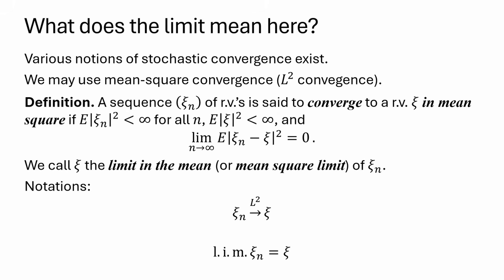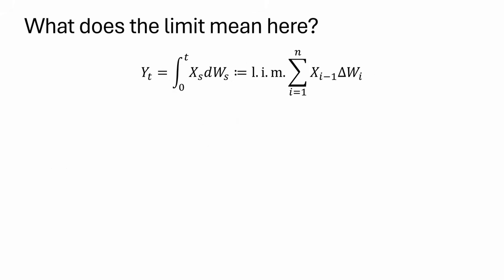And here are some common notations. We can write x_n converges to xi with an L2 on top of the arrow, or we can put a dot after each letter in the limit, l.i.m. x_n equals xi. This stands for the limit in the mean. So with this notion of mean square convergence, we can now write the definition of the Ito integral more precisely.